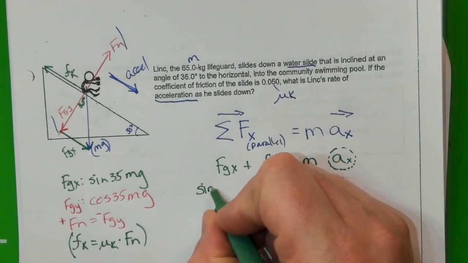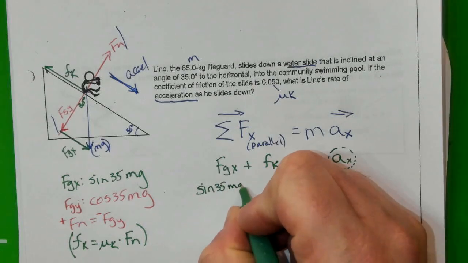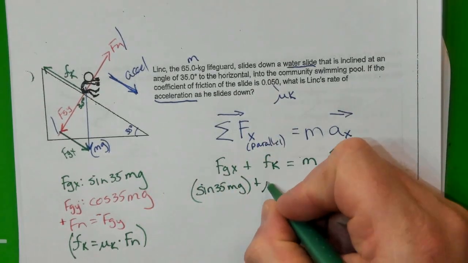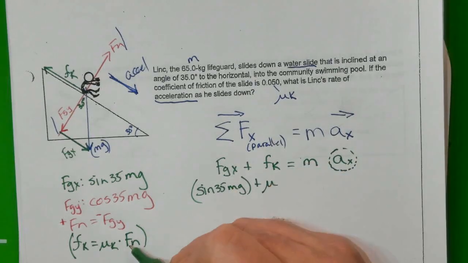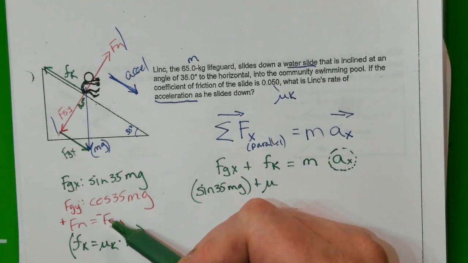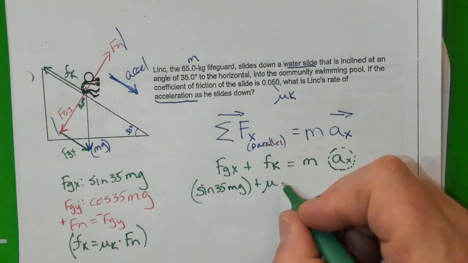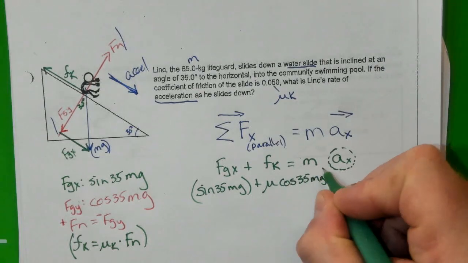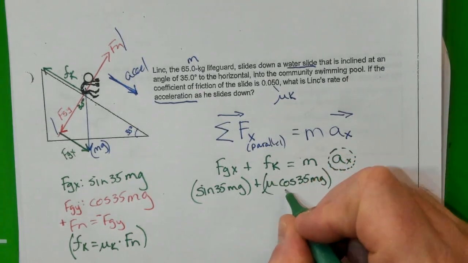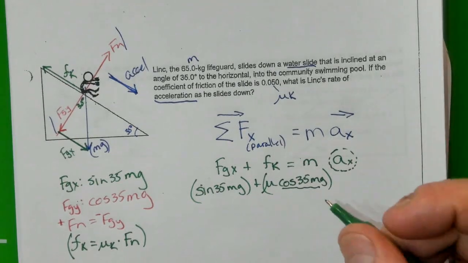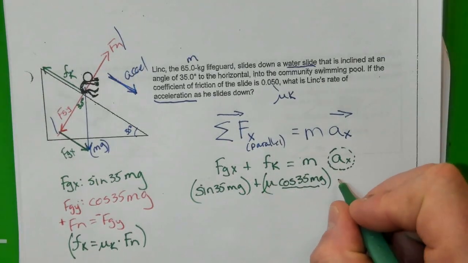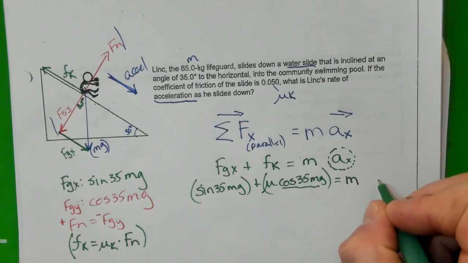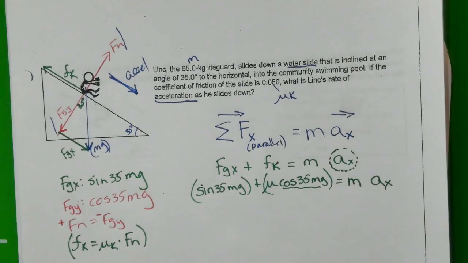So there's our unknown. We're going to just focus on that, but we need to do some substitution. FGX is sine of 35 times mg. I bet you knew we were going to do that next. And then the friction force is mu times Fn, but Fn is equal to FGY, but positive, so it's really equal to cosine of 35 mg. So all of this is just the normal force, and then times the mu. And in this case, they don't add up to 0, right? There is a mass, and there is an acceleration in the x direction.